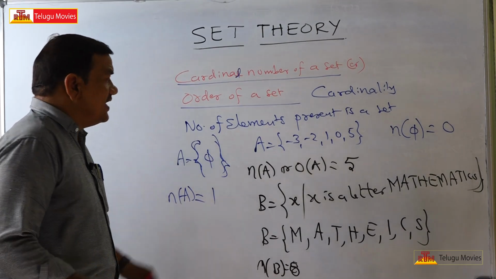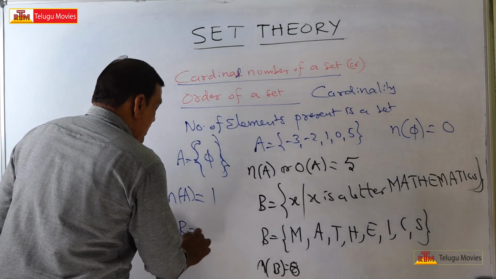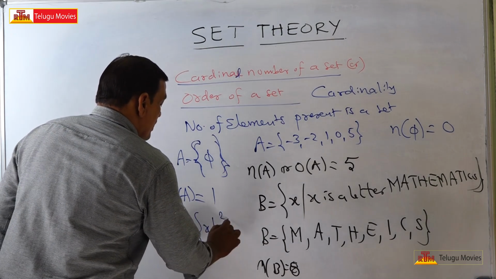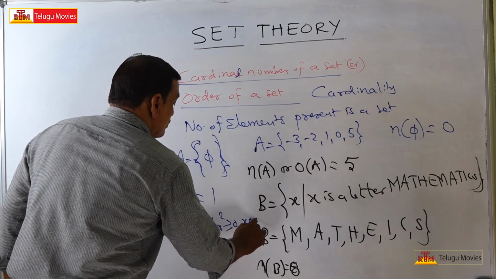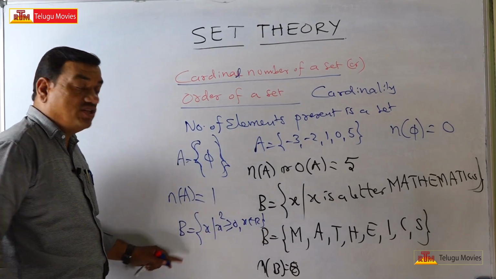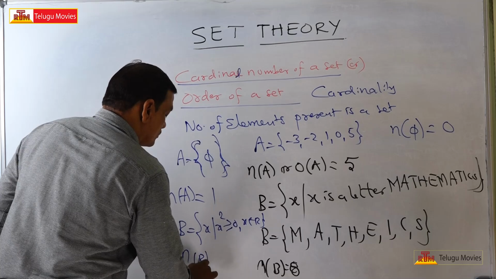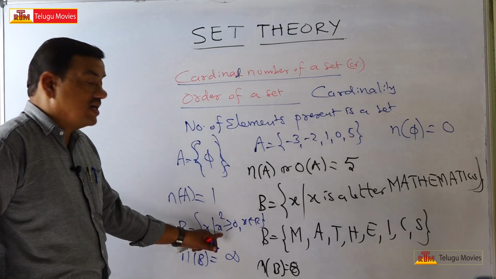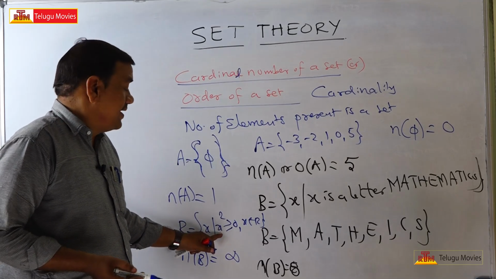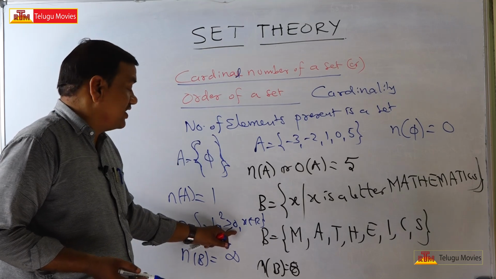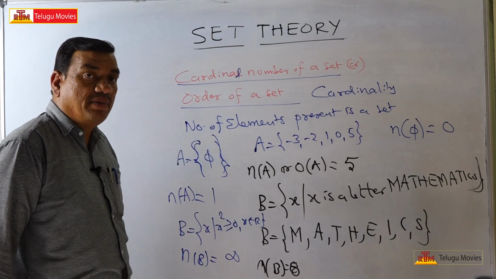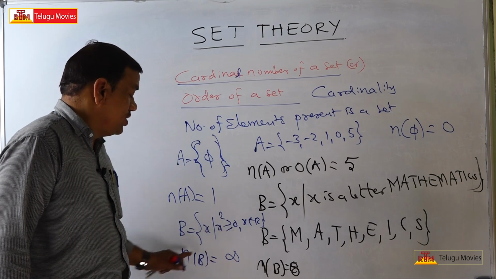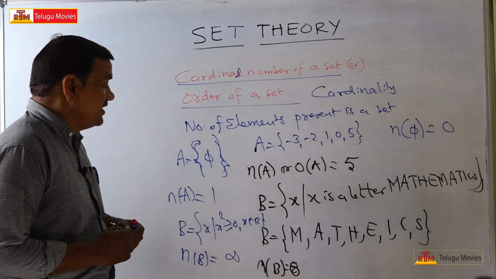Understand this. Like that, for example, one set is B = {x such that x² ≥ 0, x belongs to real numbers}. What is the cardinality of this set? n(B) is infinite. Why? Because there are infinite number of elements in the set B. Why? x² ≥ 0 means the square of every real number is always greater than or equal to 0.